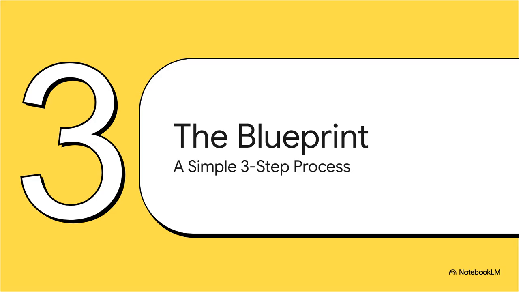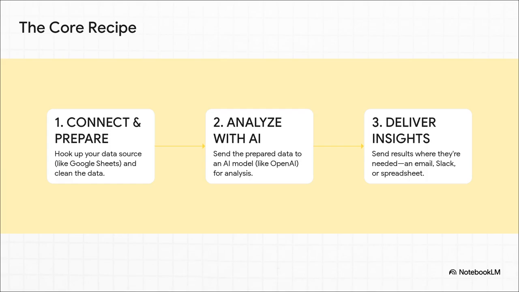Okay, so how do we actually do it? It might sound super complicated, but honestly, we can boil it all down to a simple 3-step blueprint. Let's walk through it. This is basically the whole recipe. First up, connect and prepare. This is where you're going to hook up your data source. Could be a Google Sheet, a database, whatever, and just tidy it up a bit.